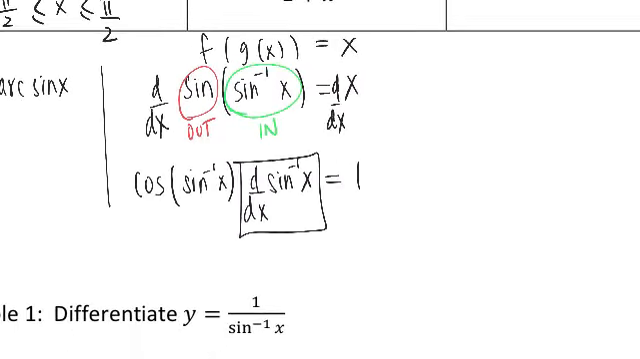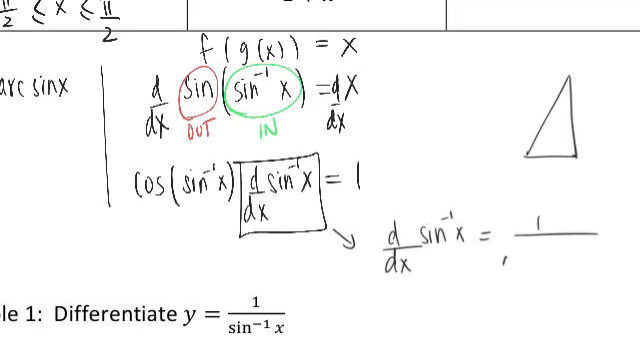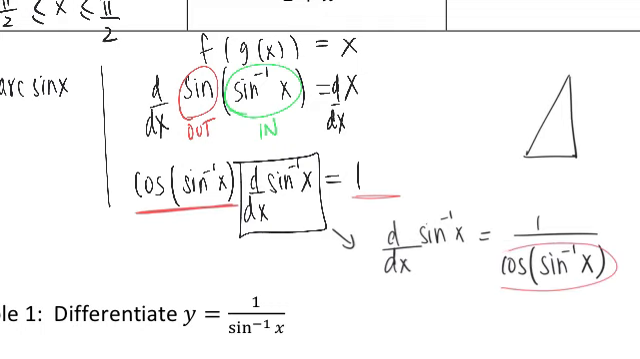So let's go off here and draw a little triangle. By the way, I should do one more step here. Before I draw the triangle, that means that the derivative of sine inverse of x is equal to 1 over cosine of sine inverse of x. So I'm dividing both sides by this factor, okay? So how do we find this cosine of sine inverse of x?